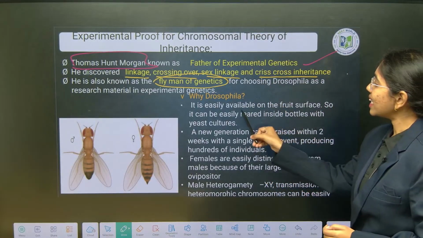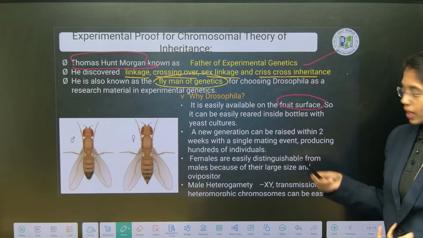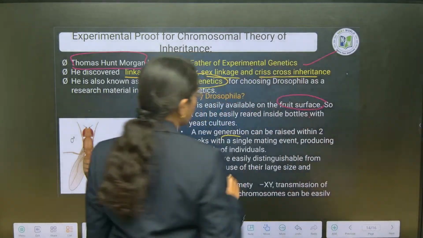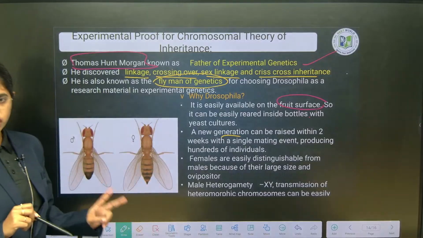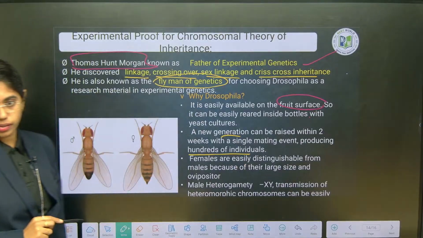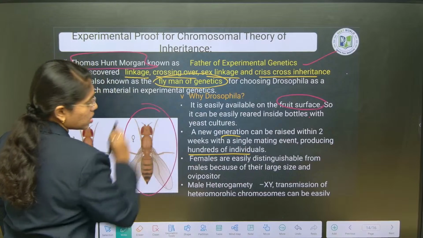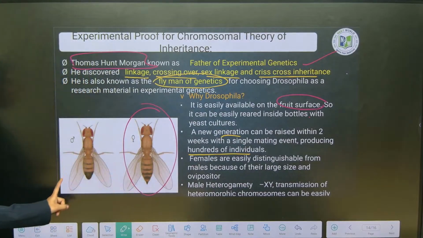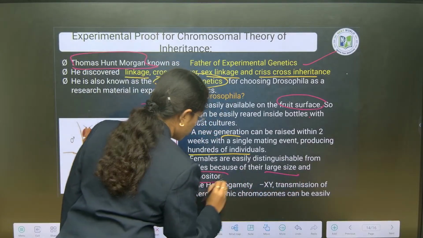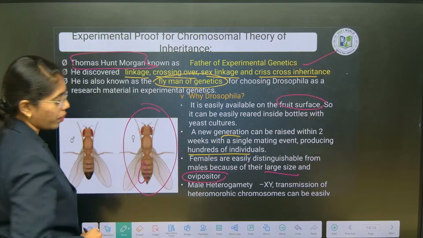It is because it is easily available on the fruit surface. So, it can be easily reared inside bottles with yeast cultures, right? Second point, a new generation can be raised within 2 weeks, just 2 weeks, with a single mating event producing hundreds of individuals. And females are easily distinguishable from males because the female body has a large size and an ovipositor.